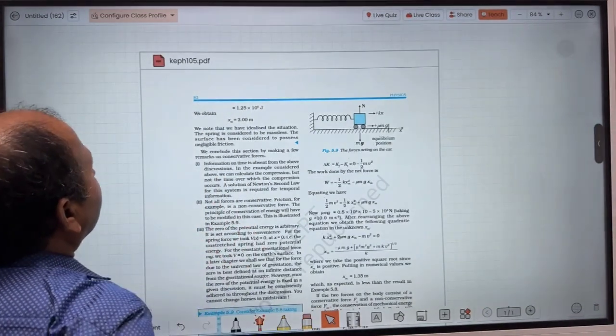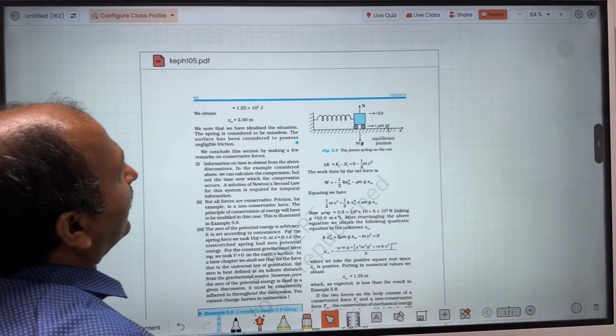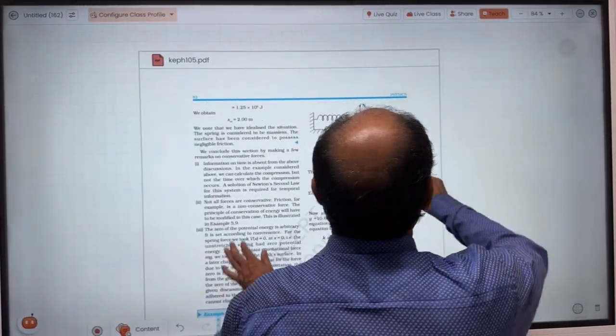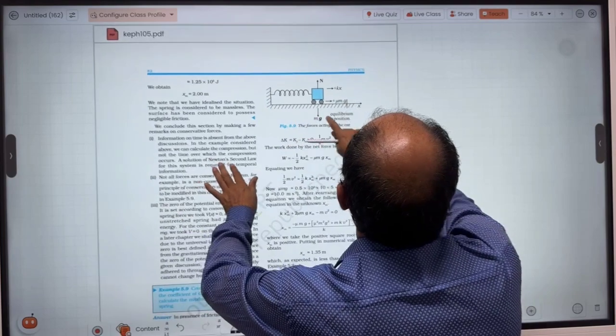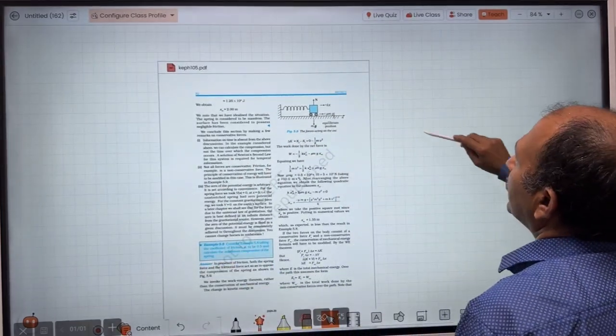Here the answer is 2 meter. So will it be so? I think it can be so. I have not done the full calculation. Let's check it once so that you may not have a problem.